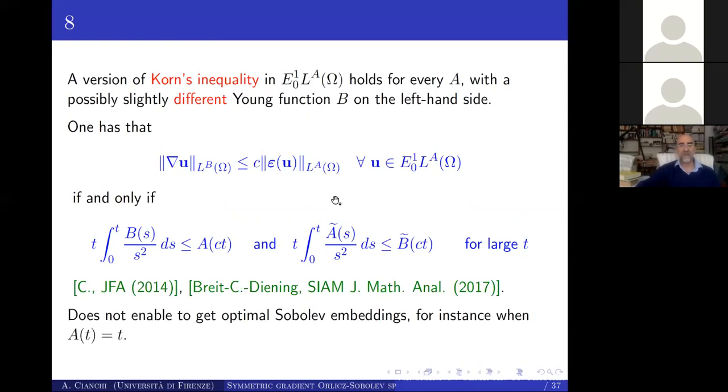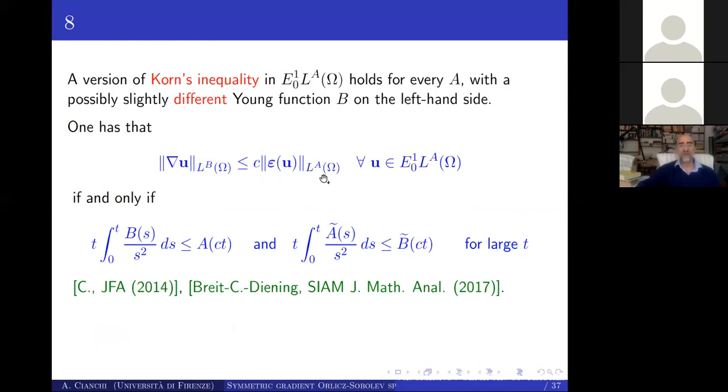Specifically, this is the inequality in question, where you see you have L^A for the symmetric gradient and L^B for the full gradient. And the balance between A and B is given by these two conditions, which involve A and B and the Young conjugates that here I denote by tildes. The sufficiency of this condition was shown in this paper of mine, and together with Dominic Breit and Lars Diening, we also proved the necessity of this condition. So this gives a full characterization of this Korn type inequality for an arbitrary Young function A.